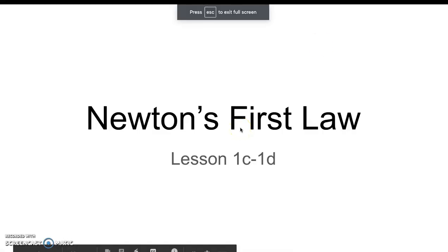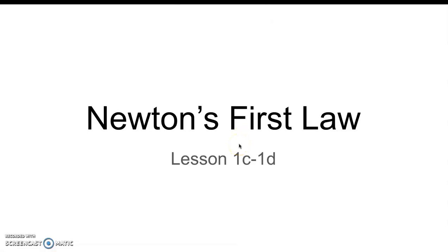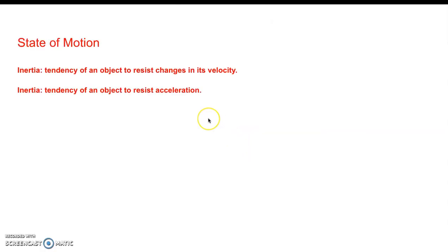Okay, we're going to finish our talk about Newton's first law by talking about lessons 1C, 1D, about forces. So, review. First off, first law of motion: an object at rest stays at rest. An object in motion continues its motion at a constant velocity unless acted upon by an unbalanced force. That's the textbook definition of Newton's first law.